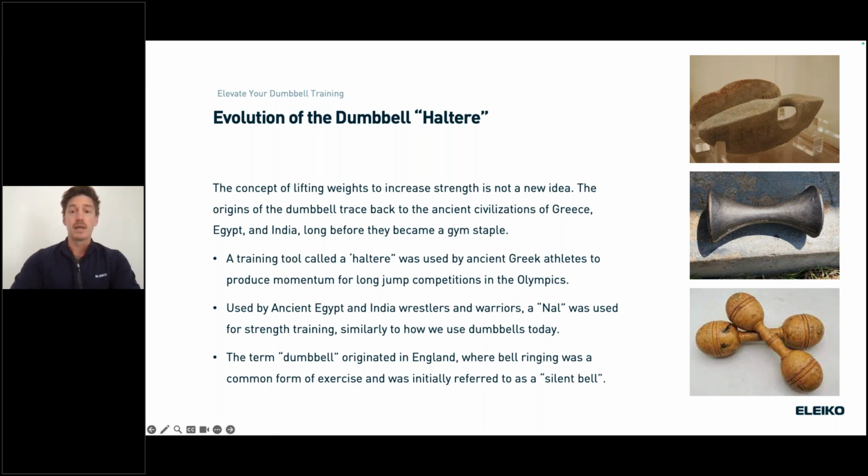In Egypt, they would use them for soldiers and athletes during peacetime to maintain physical strength, similar to how we use dumbbells today. In India, their wrestlers and warriors were known to use what they would call a nal, which was a strength training device that was bigger than a dumbbell but shorter than a barbell, a kind of wooden rod with some weights on both ends of them.